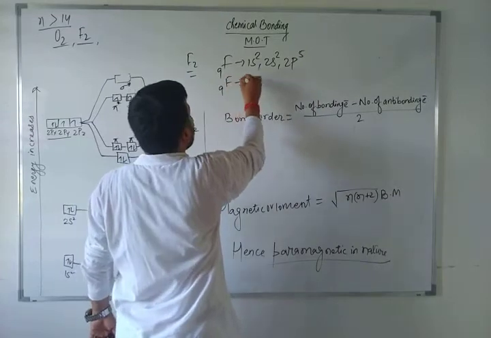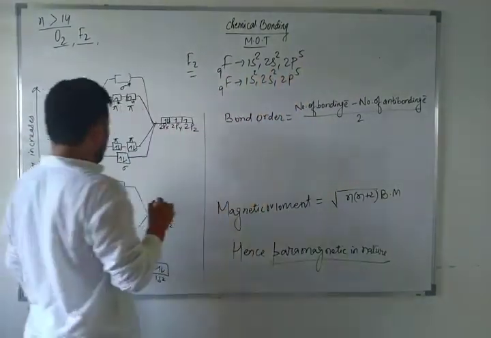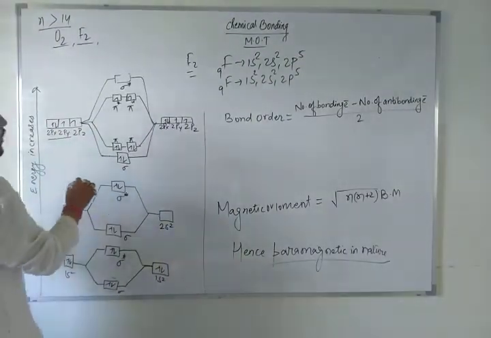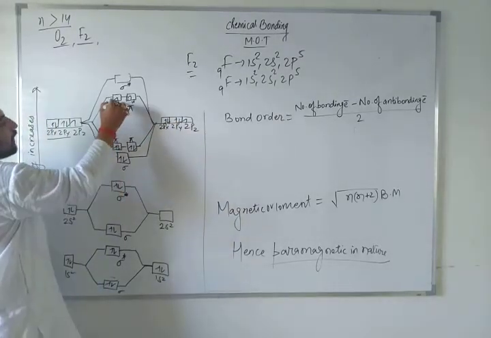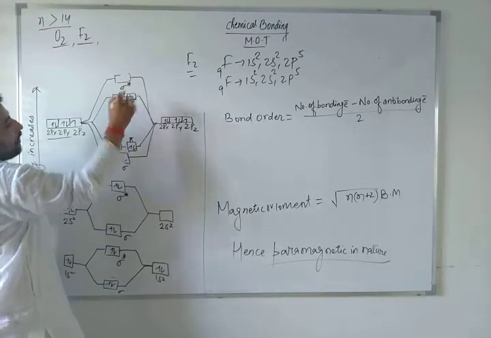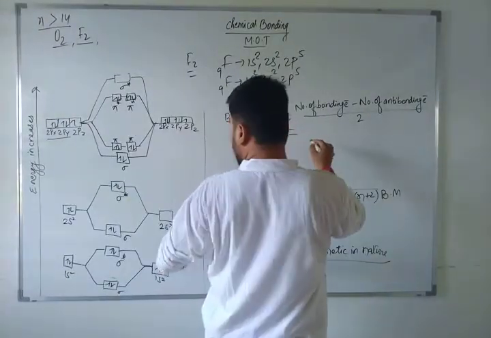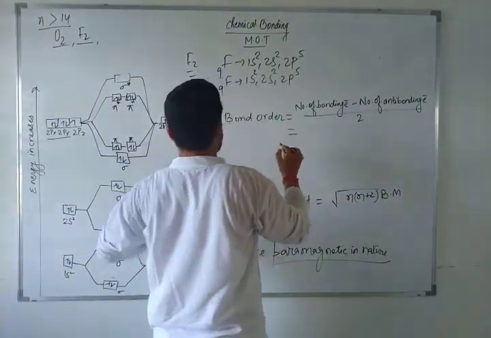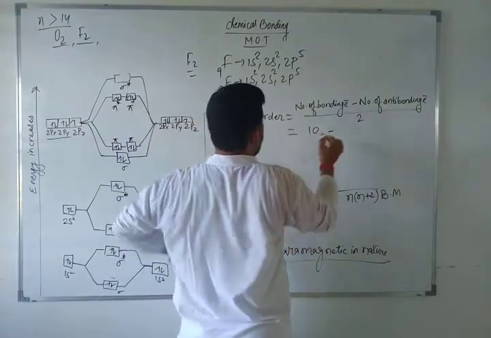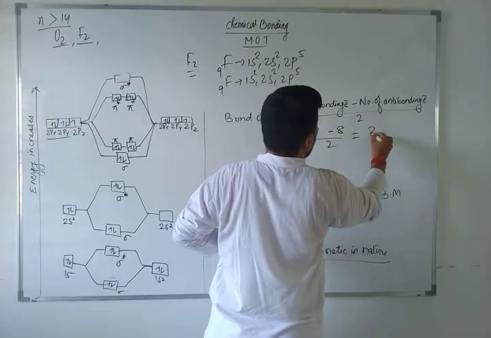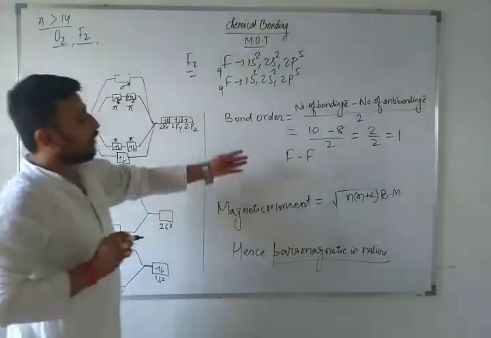Similarly this 1s2, 2s2, 2p5, so a total of 10 electrons. Okay? So the bond order: bonding electrons 2, 4, 6, 10. Anti-bonding electrons 2, 4, 6, 8. 10 minus 8 by 2, 2 by 2, that is equal to 1. So fluorine will have a single bond.